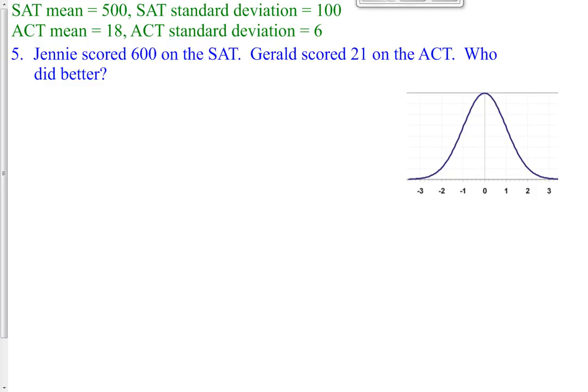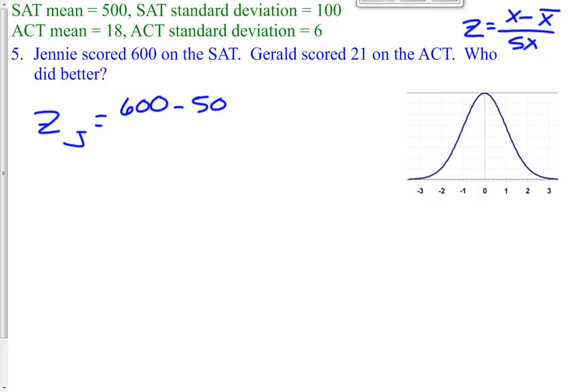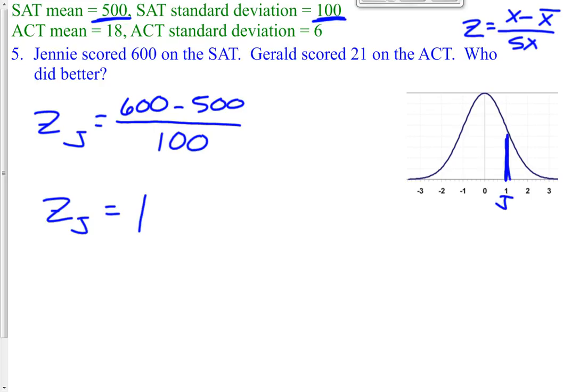So let's first find the z-score for Jenny. The way you find the z-score, I'll write it many times today, the z-score equals the observation minus the mean divided by the standard deviation. So the observation that Jenny got, her score was a 600. We subtract the mean, we subtract 500, because the mean of the SAT is a 500, divided by the standard deviation of the SAT, which is 100. So 600 minus 500 is 100, and 100 divided by 100, her z-score is 1. So Jenny is right here. She did better than average.